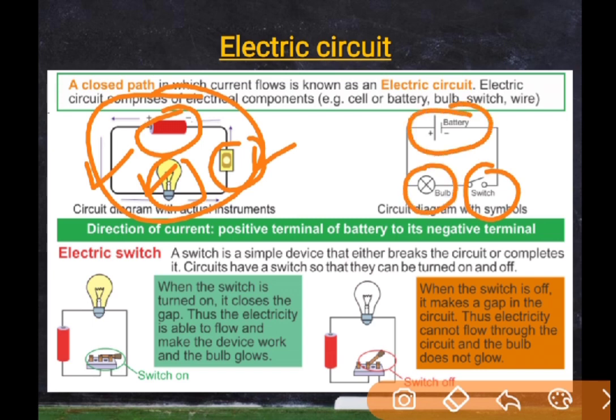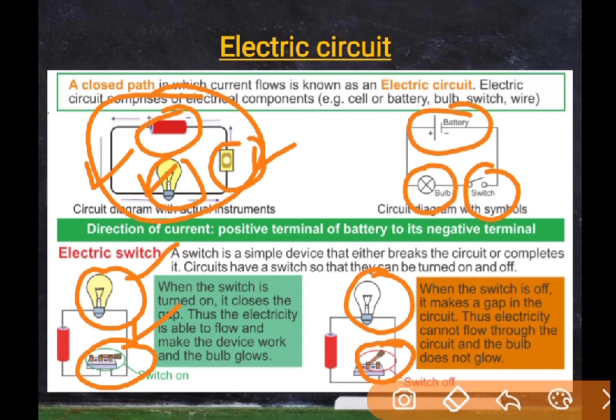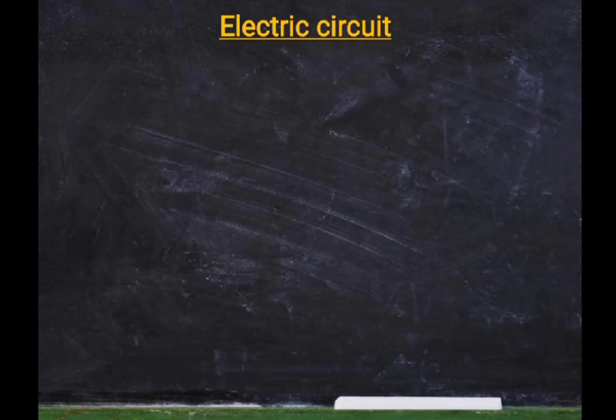This is the symbol of a switch, this is the symbol of a bulb, and this is the symbol of a cell. Right. Now when the switch is on, the circuit is closed and the current is flowing, and that is why the bulb is glowing. When the switch is off, we say that the circuit is open, and you will see that there is no current flowing through the circuit, and therefore the bulb is not glowing.